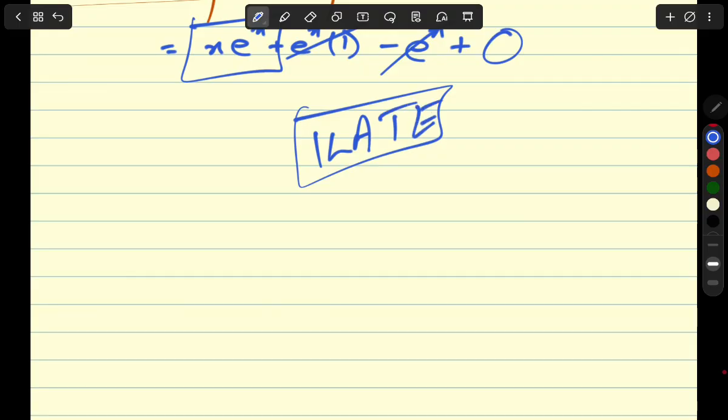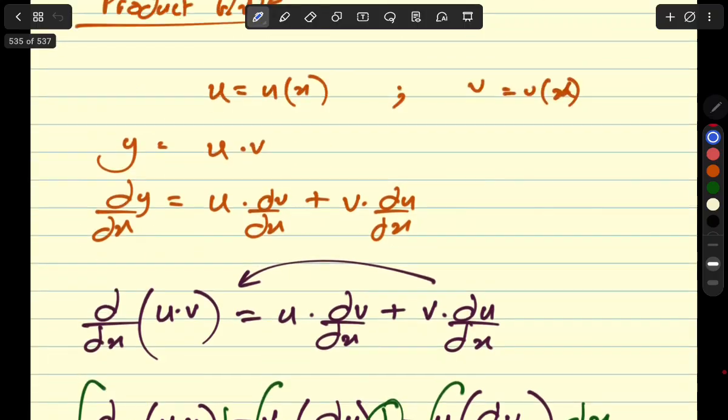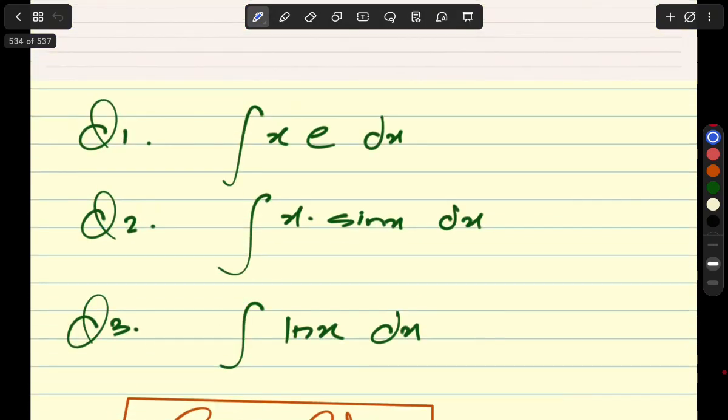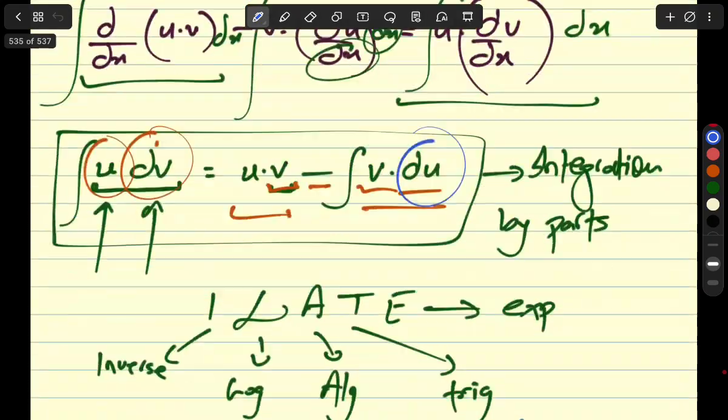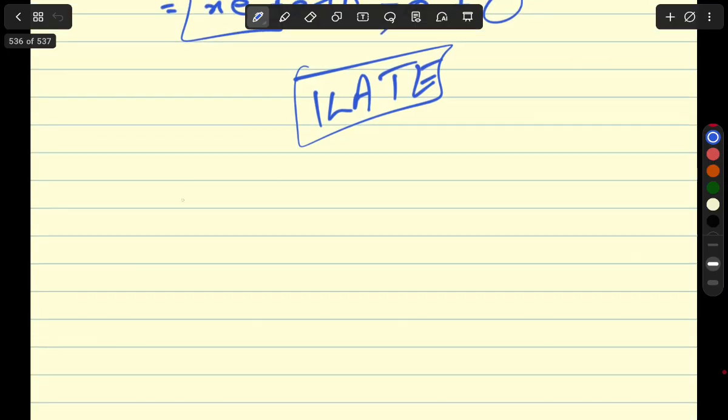Now let's do another one. Which question did we write down? Okay, x times sine x. Let's do it. So if you're given, and I want you guys to pay close attention, the integral of x times sine x dx.